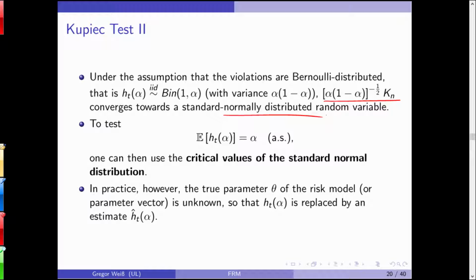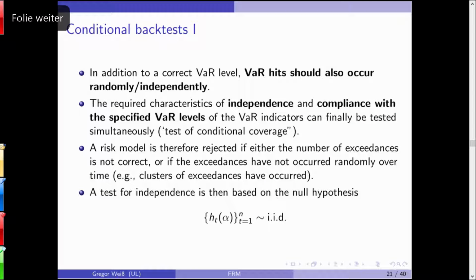In practice, you need to estimate this from a data sample, and it only gives you, of course, the test of unconditional coverage. The test for conditional coverage, for example, by Christoffersen and Pelletier, is a test of the hypothesis that the set of hits is IID, that is especially independently distributed over time, which means that a cluster of hits would violate this IID assumption.